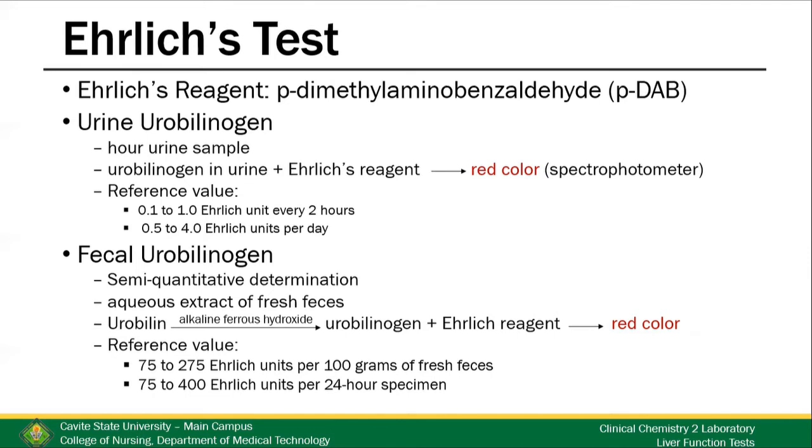For the fecal urobilinogen, it is a semi-quantitative determination. So it uses aqueous extract of fresh feces. Urobilin will be converted to urobilinogen by alkaline ferrous hydroxide, with the addition of Ehrlich's reagent forming red color. Reference range is 75 to 275 Ehrlich units per 100 grams of fresh feces and 75 to 400 Ehrlich units per 24-hour specimen.